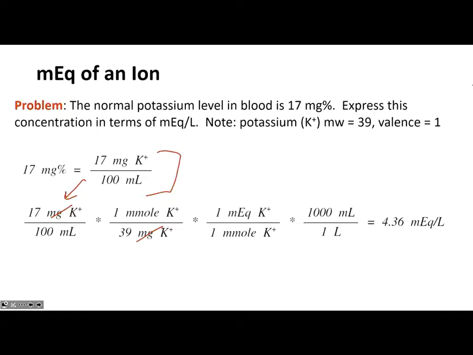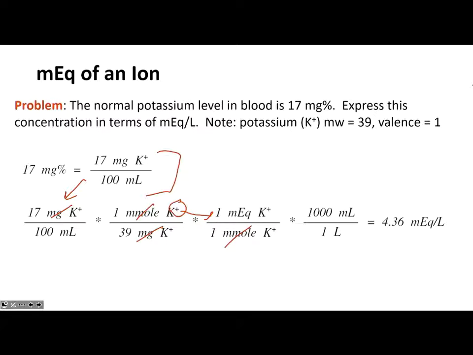Now I'm in millimoles. All right? So to go from the number of molecules to the amount of electrical charge, what do you look at? The valence. What is the valence on potassium? 1, right? So that's why you get 1 milliequivalent of potassium for every 1 millimole. By doing that, millimoles cancel, and I'm now in milliequivalents. Okay? So I'm good in the numerator.